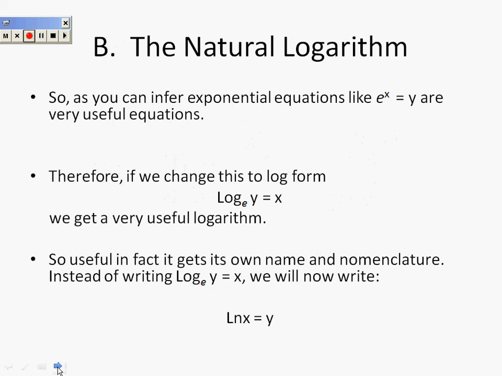As you can infer, exponential equations like e to the x power equals y are very useful in applications. Therefore, if we change it to log form, we get a very useful logarithm. It's so useful, in fact, that they even give it its own name. It's called the natural logarithm. And instead of writing log base e of y equals x, they get rid of the log e part and just put ln. It means the same thing. It's just a special log with base e. That's all it is. But it's so special because it's used in a lot of different real-life applications.